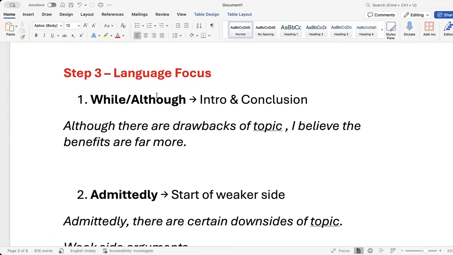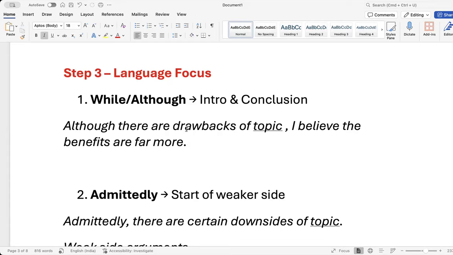Okay. So now let's start with the language. Okay. While, अब कैसे use करते हैं? Now I want to teach you. So while in Hindi or Punjabi means halanke, that's what I understand. So I write, although there are certain drawbacks of the topic, I believe the benefits are far more. So what I'm trying to say is, हालांकि थोड़े बहुत नुकसान है, मुझे लगता है the benefits are far more. That's what I'm doing in Hindi. Now let me explain. Though there are certain drawbacks, I believe the benefits are far more.